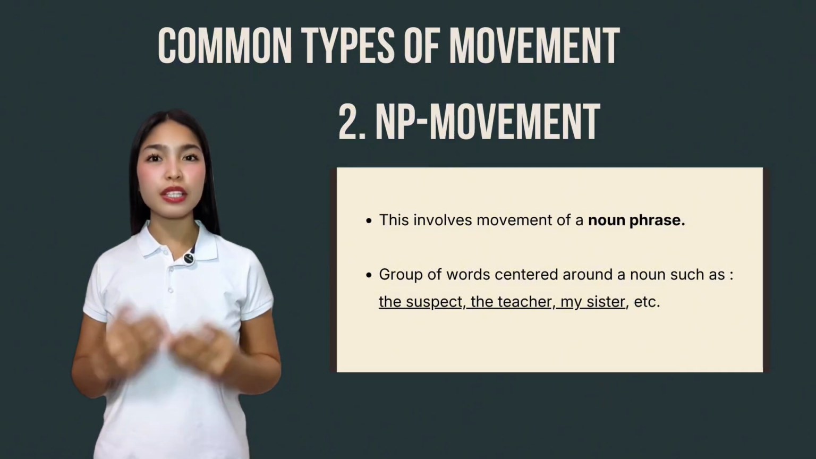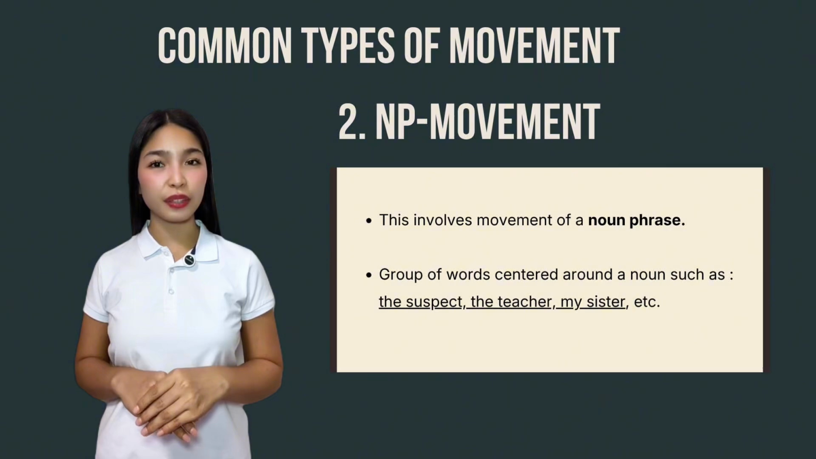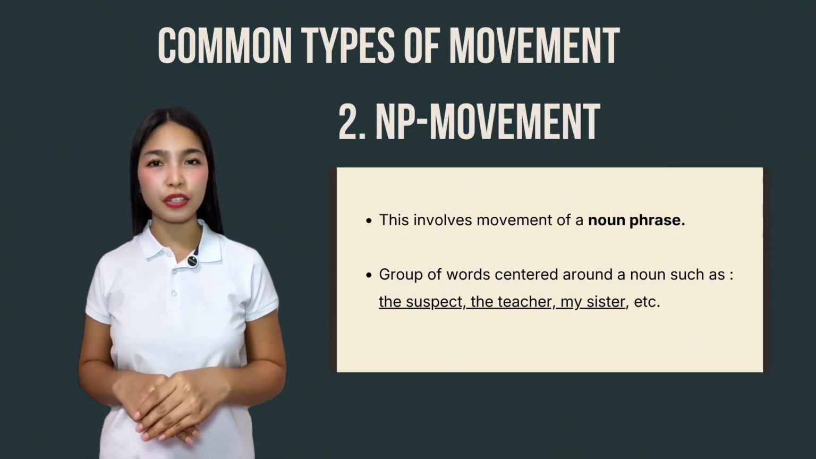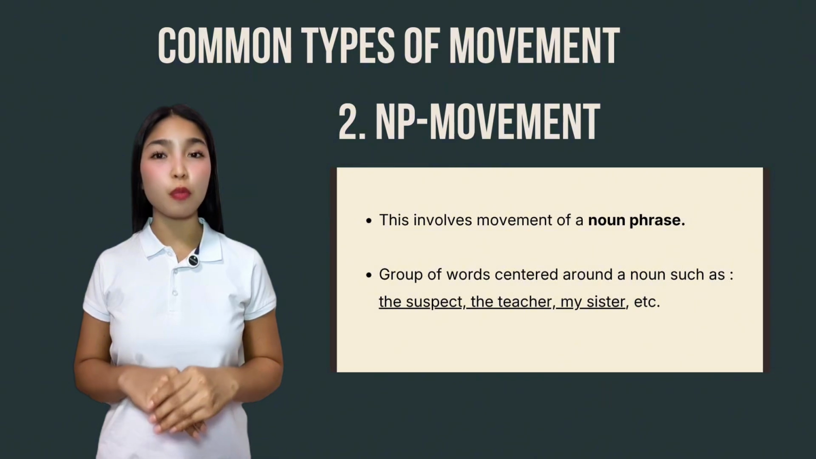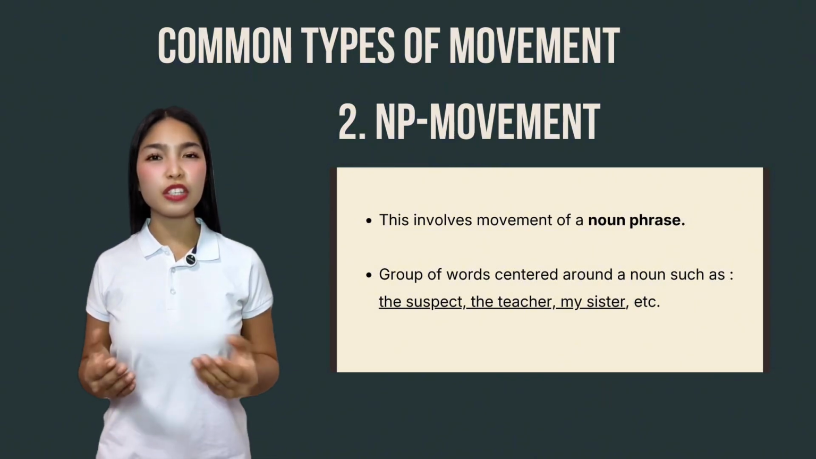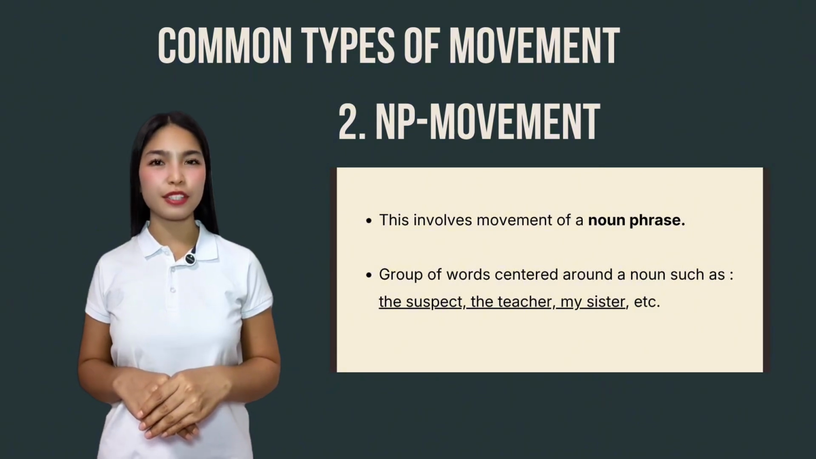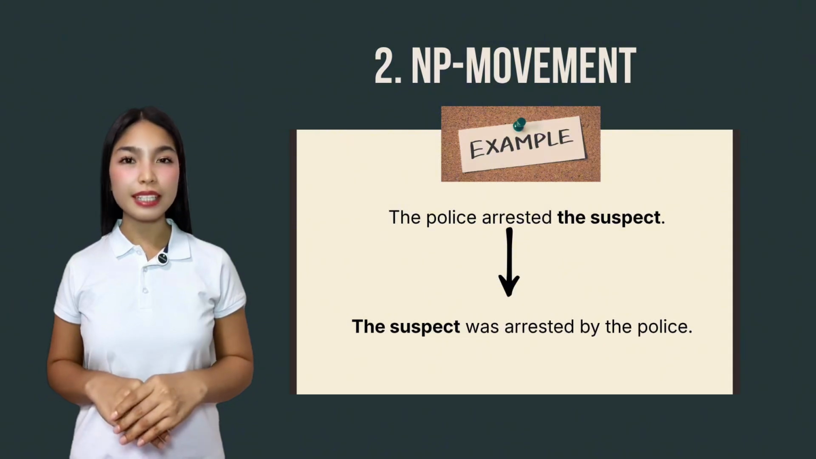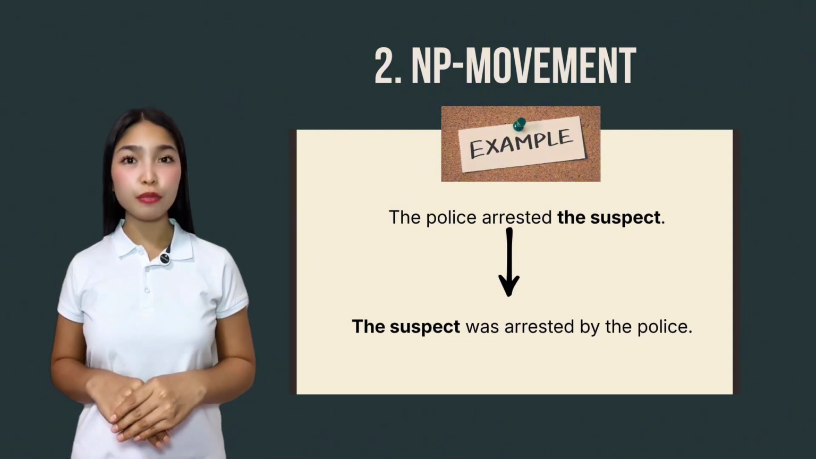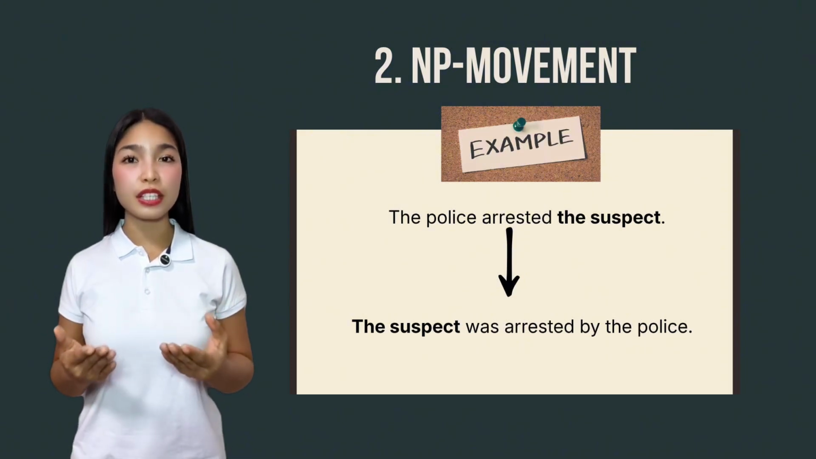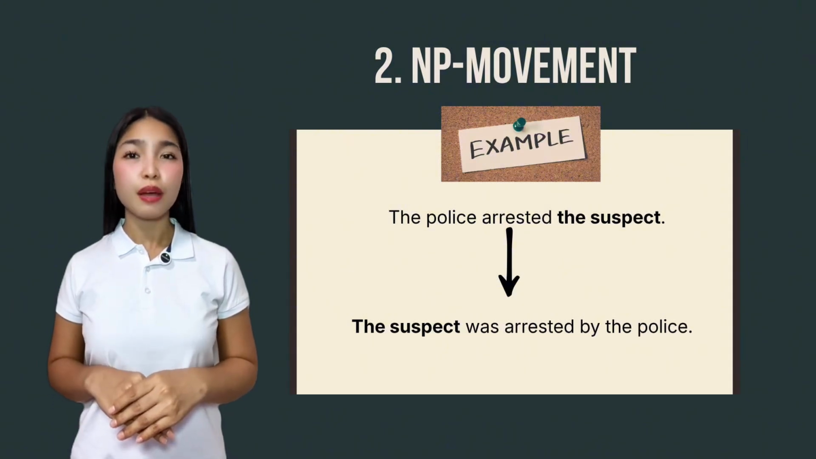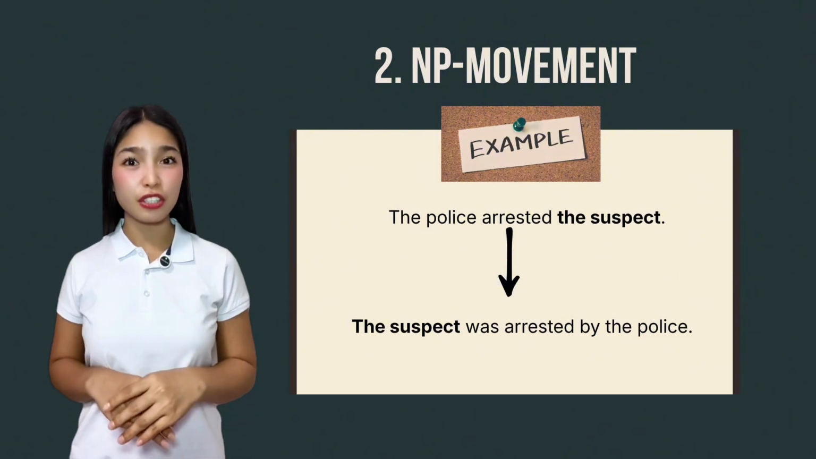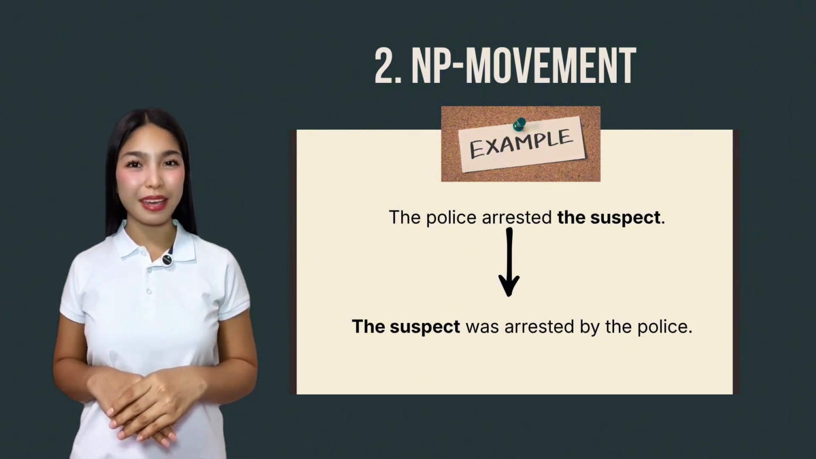So now let's proceed to the second type, which is called NP movement, which stands for noun phrase movement. So it's a group of words centered around a noun such as the suspect, the teacher, or my sister, and etc. So here, the noun phrase moves from one position to another, usually when changing an active sentence into a passive sentence. So for example, the police arrested the suspect. So after movement, it becomes the suspect was arrested by the police. So notice that the noun phrase, the suspect, moved from the object position to the subject position. So even though its position changed, the meaning of the sentence remained the same.